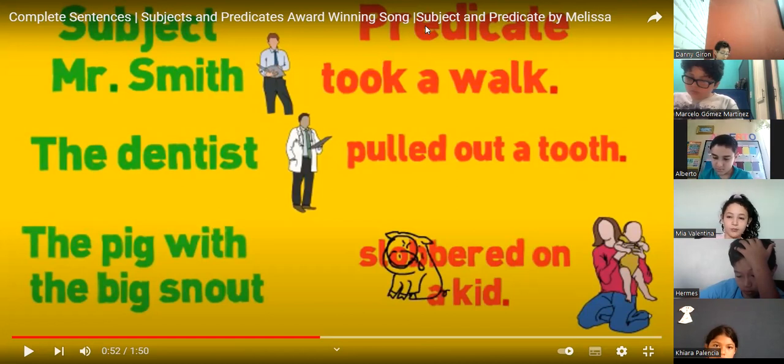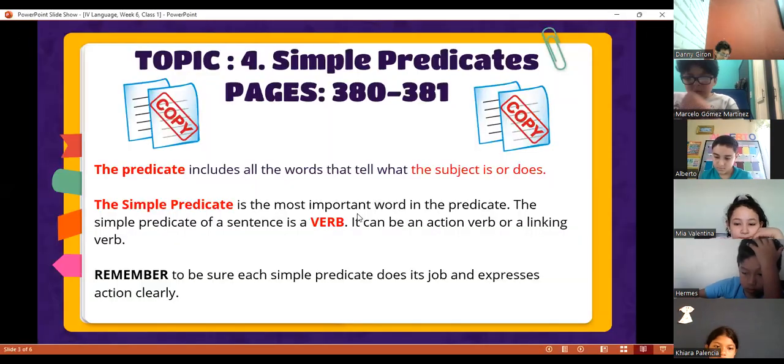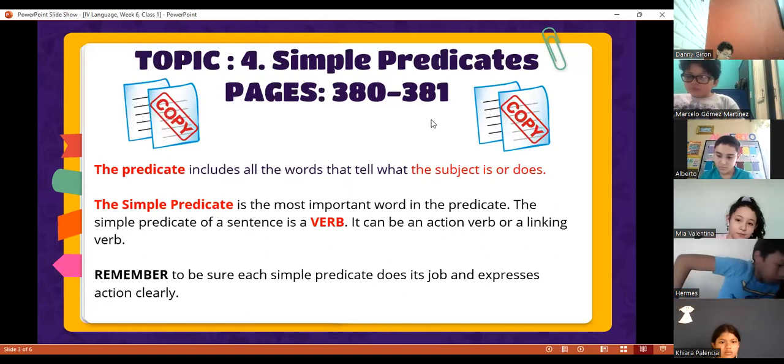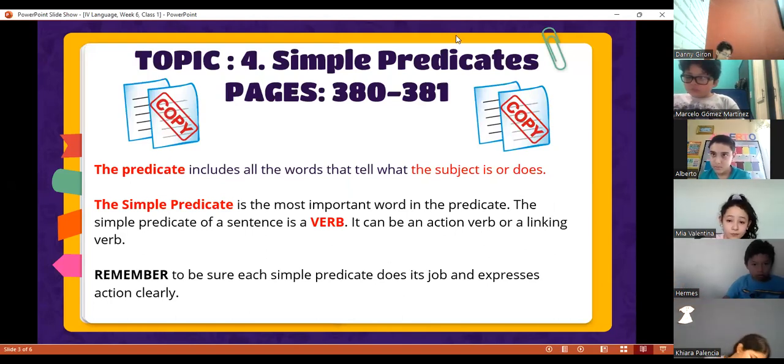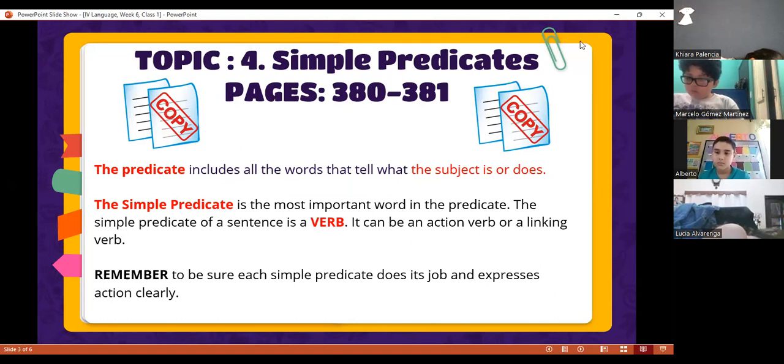Let's go to the presentation. Let's go back here, because we have the information about the predicate and the simple predicate. And this information is important. Yes, copy everything. What is a predicate? If you didn't copy or didn't finish copying the topic, here it is. Simple predicates. The predicate includes all the words that tell what the subject is or does. Remember, it's the second part of the sentence.